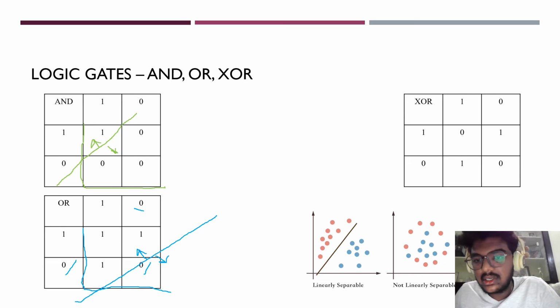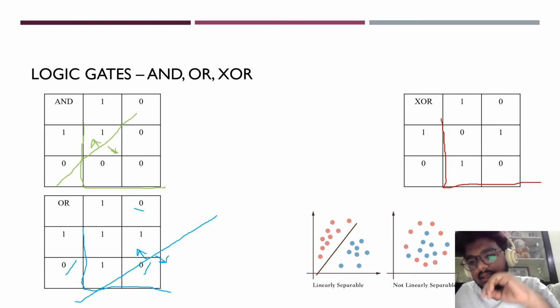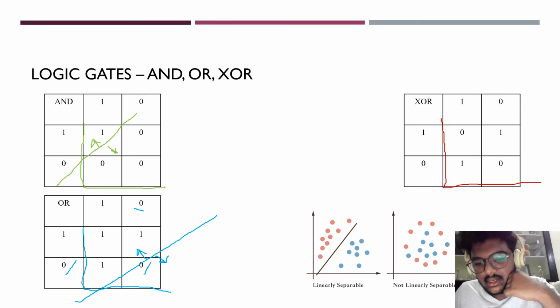So let's try doing this on the XOR gate. These are the outputs. For 1 1 I get 0, and for 0 0 I get 0, and for the rest I get the output 1. So let's try to make this linear. Let's see, can we make it? How can we draw a line? Can we draw it in this way? No, because one is left here. Okay, can we draw in this way? No.